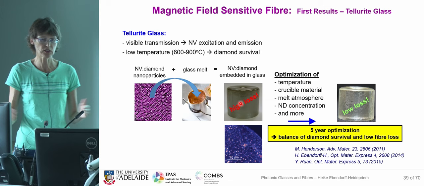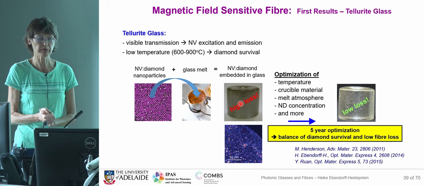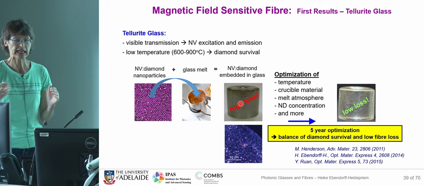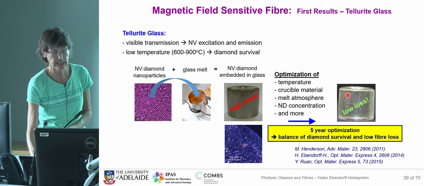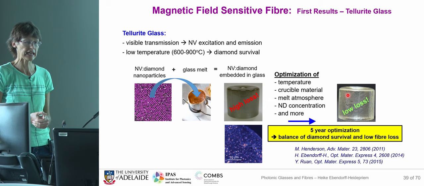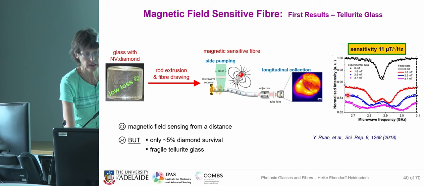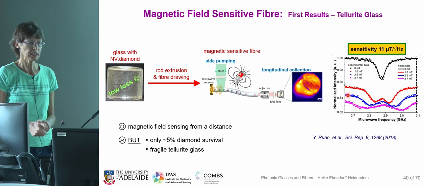This then took us on a journey of 3 to 5 years, optimization of up to 20 different fabrication parameters. In the end, we succeeded and we achieved, as you can see here, a transparent glass, which still showed the characteristic NV fluorescence. And this glass we then turned via extrusion and fiber drawing into a fiber.